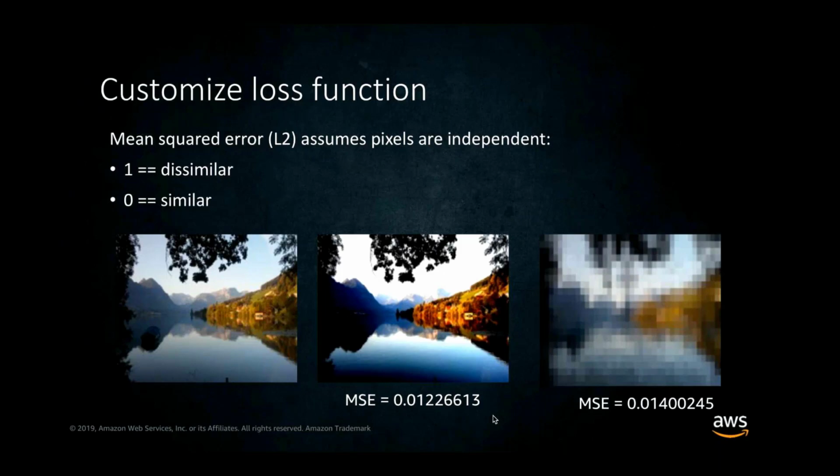That means it will take the first pixel value in my input image and compare it with the intensity value of my first pixel in the output image. If I get a value that is close to 1, it means images are dissimilar. If I get a value close to 0, it means they are similar.